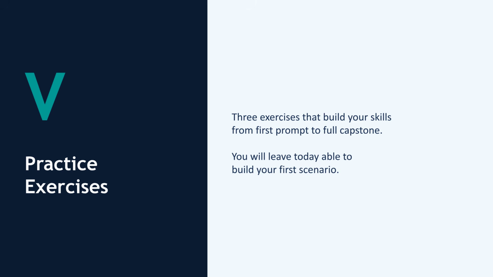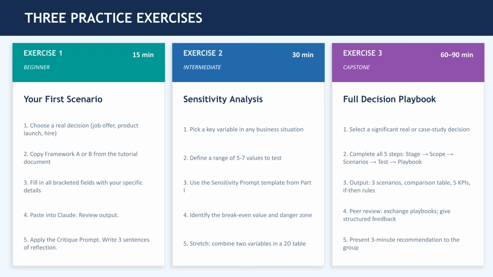Part 5 features 3 practice exercises designed to build your skills, from your very first prompt to a full capstone decision playbook. The beginner exercise focuses on building your first scenario in 15 minutes. Intermediate focuses on sensitivity analysis. The capstone exercise is for building a full decision playbook.